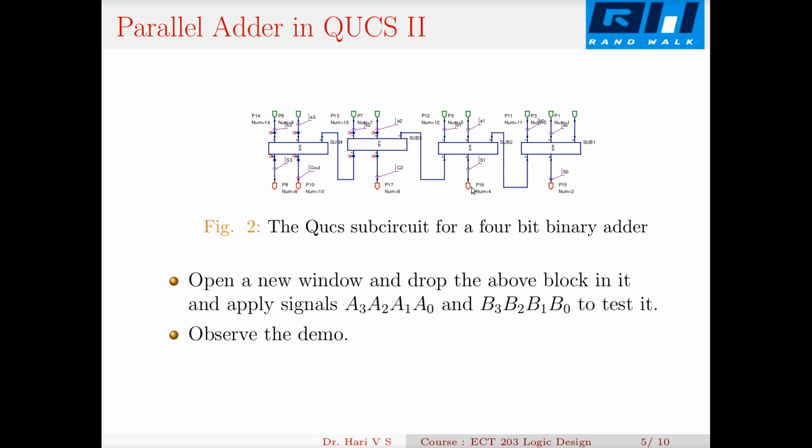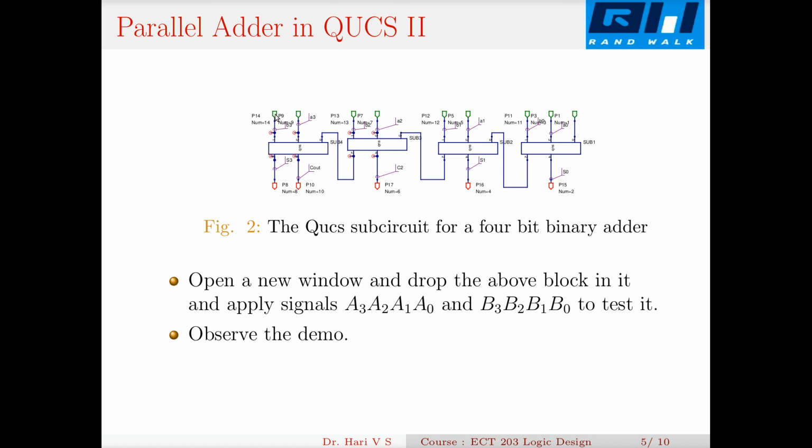Sum is S1, and its carry is C1. C1 is connected to the next stage, that is, the carry input of the next stage. So carry propagation happens this way. If I look here, this is my third stage of the full adder. Here A2 and B2 are added with C1. This generates a sum S2, and its carry is propagated to the next stage. Here it is connected to the carry input of the last stage.